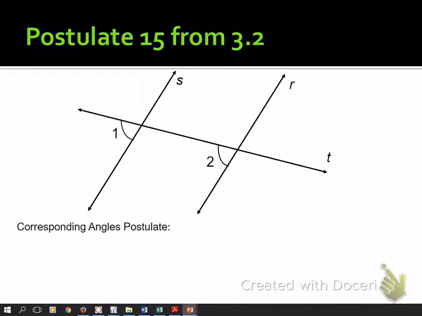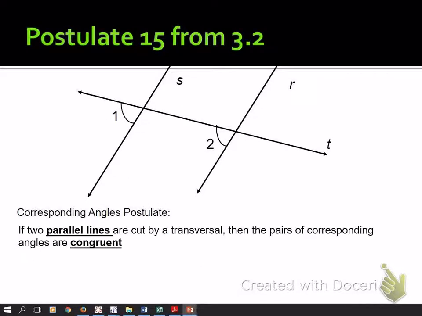Remember the corresponding angles postulate, Postulate 15 from 3.2, which said, if two parallel lines are cut by a transversal, then the pairs of corresponding angles are congruent. Now, that's an if-then statement, and it's a true if-then statement. What if we wrote the converse? What would the converse sound like if we wrote it?